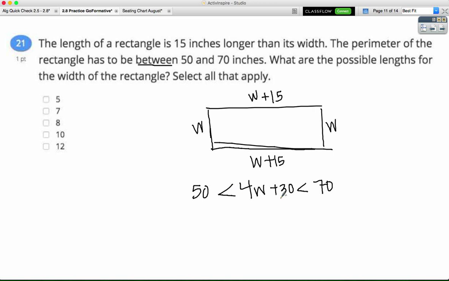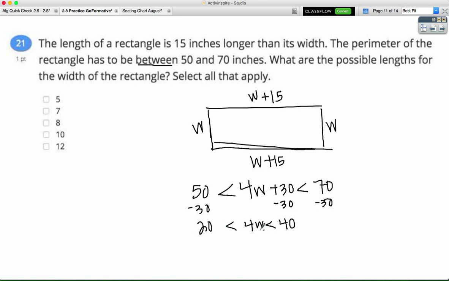So I'm going to solve this. I'm going to solve the middle out from both sides until I have a W left alone in the middle. So I'm going to subtract 30 from all sides. And I'd be left with 20 is less than 4W, which is less than 40.